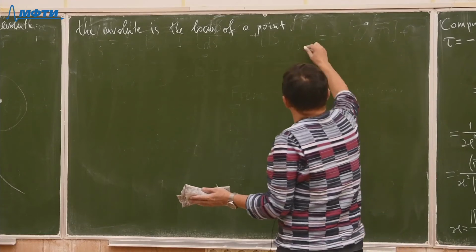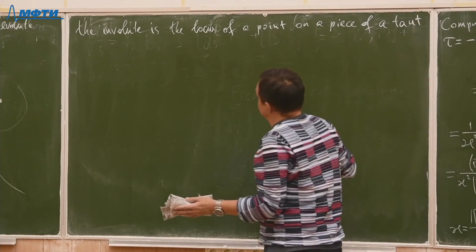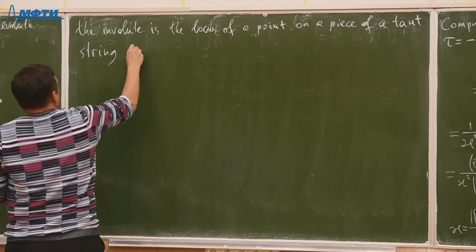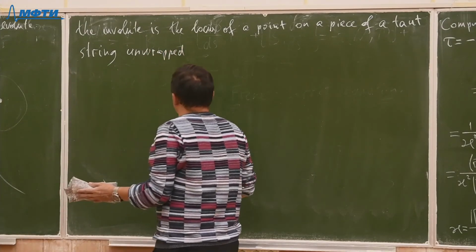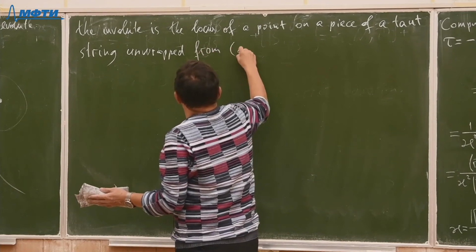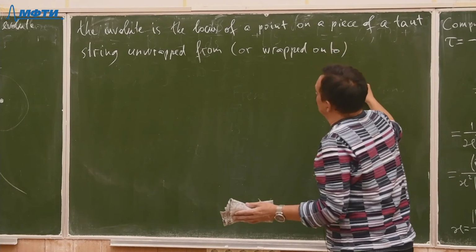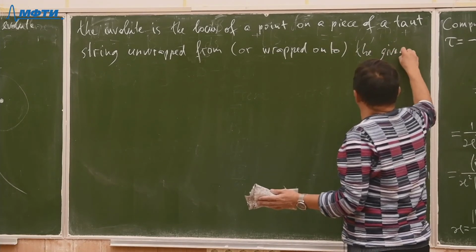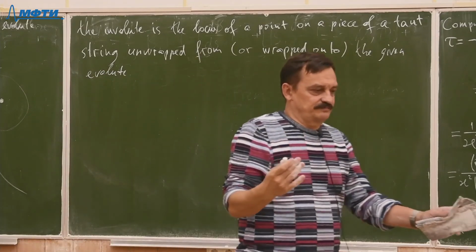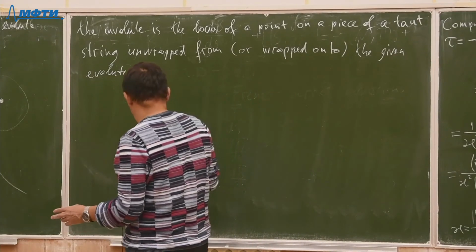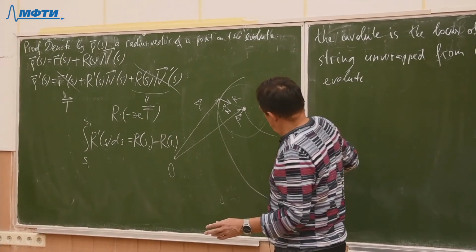So a point on a piece of a taut string unwrapped from, or wrapped onto, the given evolute. So roughly speaking, imagine you have your evolute, right? Somewhere here. Okay, where is it? I think it's somewhere like that, right?